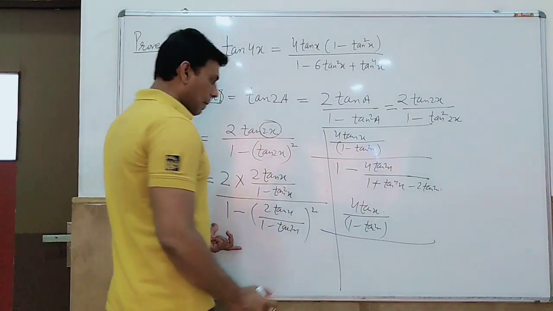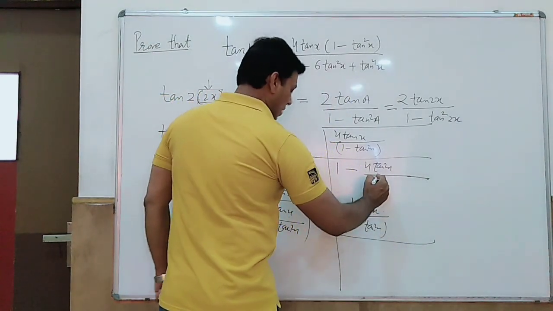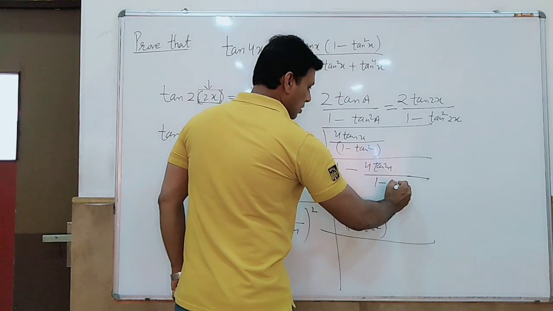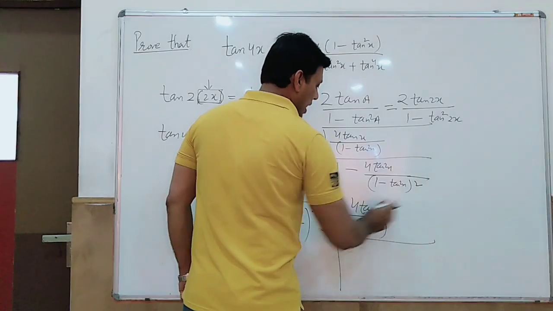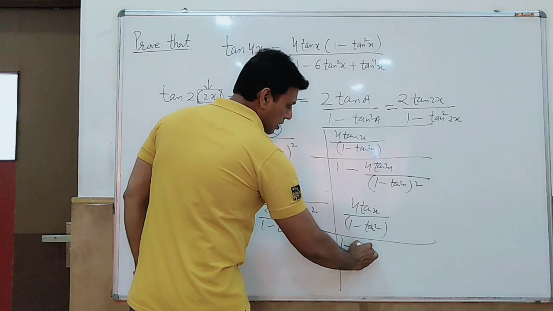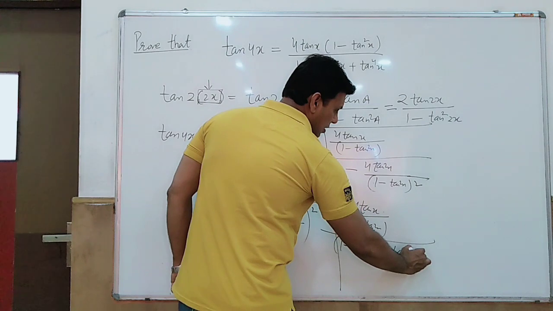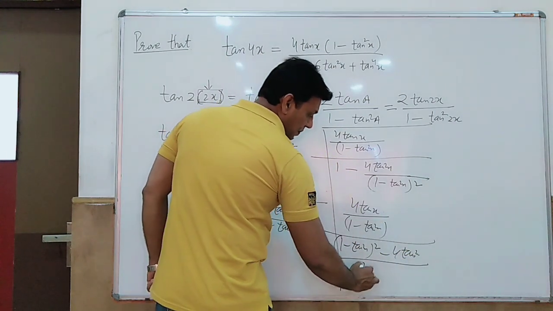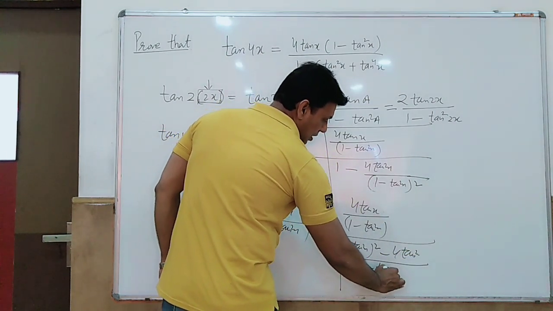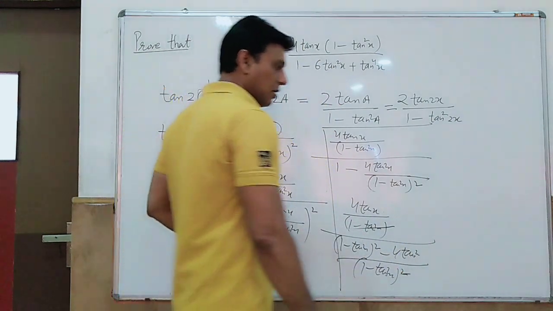So now, before opening the formula, we can solve like this: 1 minus tan square x whole square. First we will solve, we will bring it here, 1 minus tan square x whole square minus 4 tan square x, we are taking LCM, 1 minus tan square x whole square. See, the 1 power will be cancelled.